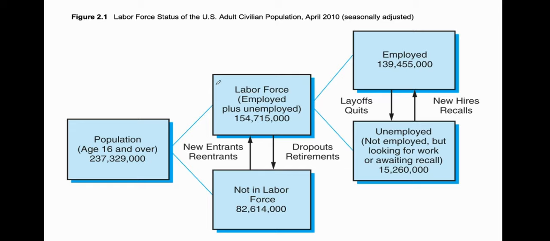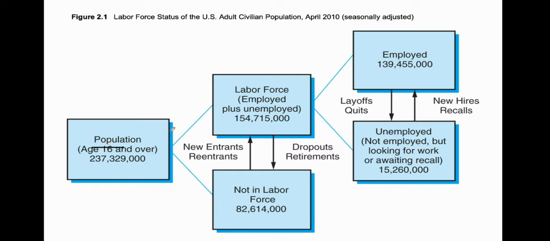For example, in this box, we have population, and this population refers to the working age population from the age of 16 and over. This is in the context of the United States. We don't include the total population, just the working age population. From this working age population, we divide them into two categories: the labor force, employed plus unemployed, but those unemployed must still be actively seeking jobs, and then the second category, those not in the labor force.